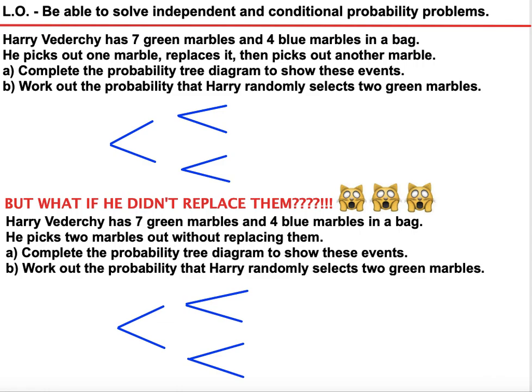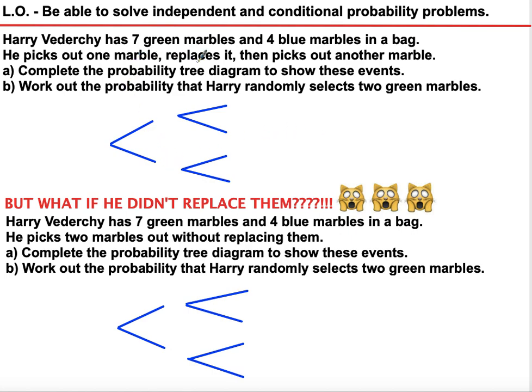Learning objective: be able to solve independent and conditional probability problems. Harry has 7 green marbles and 4 blue marbles in a bag. He picks out one marble, replaces it, then picks out another marble. A. Complete the probability tree diagram to show these events. B. Work out the probability that Harry randomly selects 2 green marbles.